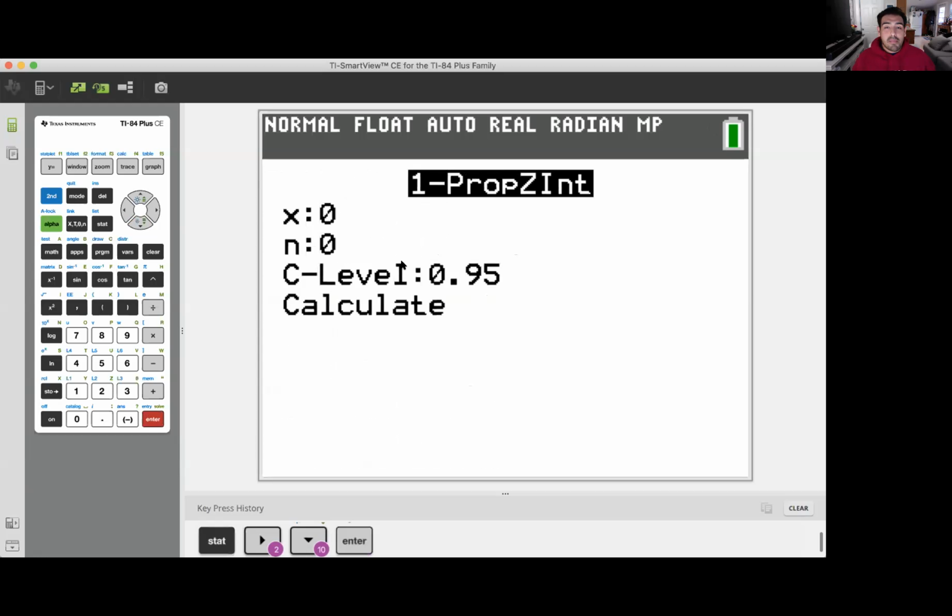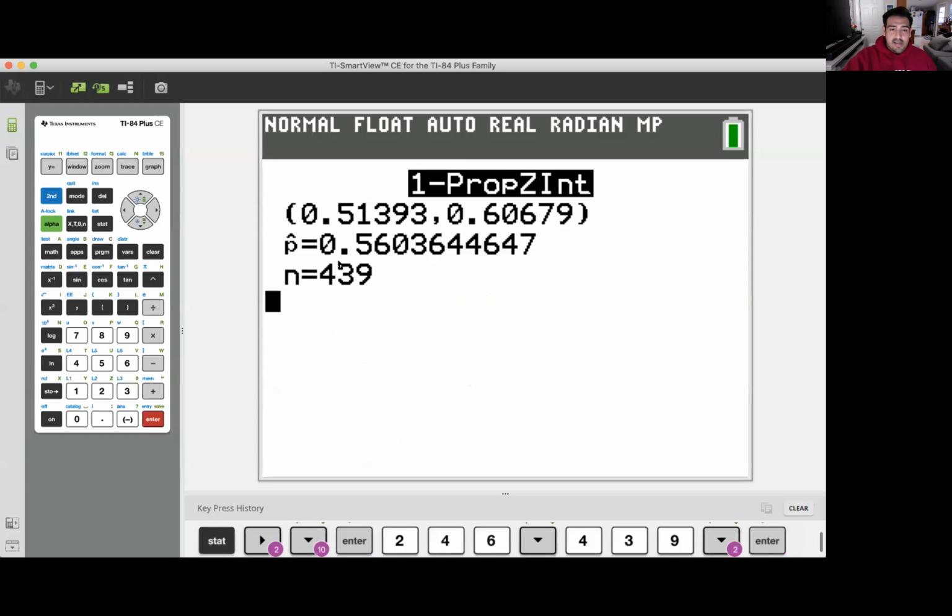You can plug in the information that you have, right? Based off of the sample that you've collected, we know that there are 246 in our sample out of a sample size of 439. You're not plugging in the percentage, you're plugging in your actual observations. We want that 95% confidence interval, and we'll hit calculate. And the information will show up for us right here.